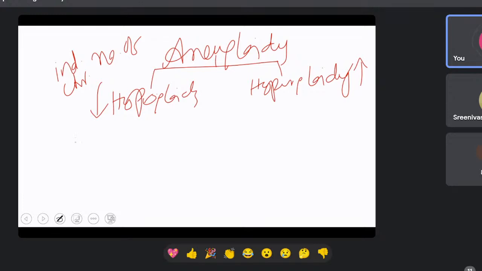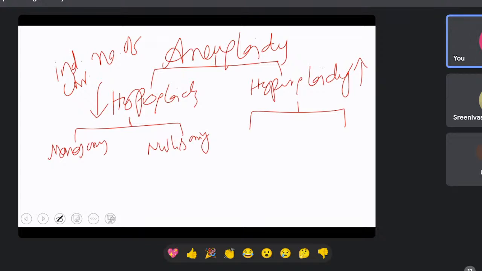ఓకే, హైపోప్లాయిడీ is again of two types. ఏంటంటే, మోనోసోమీ and నల్లిసోమీ. Hyperploidy is of two types, trisomy and tetrasomy. Trisomy and tetrasomy. How we are going to show this?